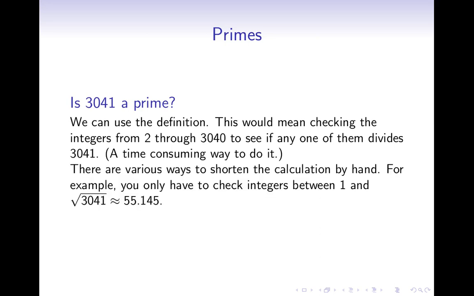There are various ways to shorten the calculation if you're going to do it by hand. For example, as we'll see in the exercises, you only have to check the integers between 1 and the square root of 3041. So if you check the integers 2 through 56 or 2 through 55 and find that none of those is a divisor of 3041, you will have shown it's prime.